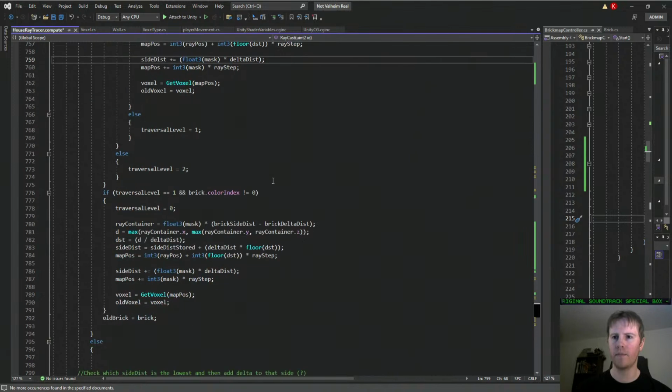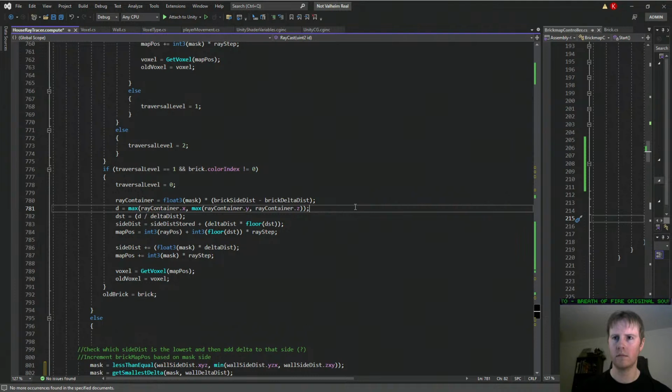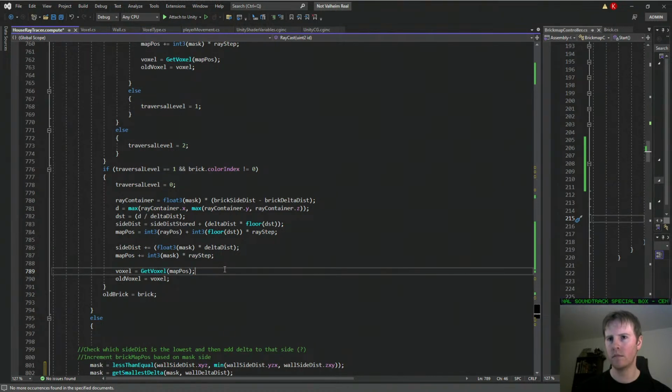What did this look like originally? Ray container max. We can get a length now. Hold on, let me open. Guy showed me his code yesterday.